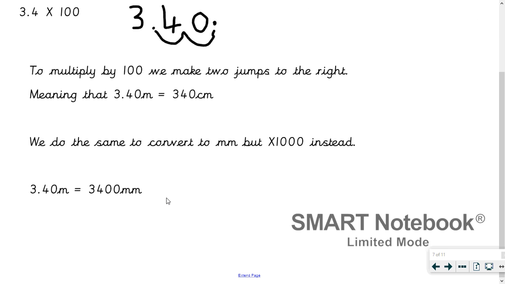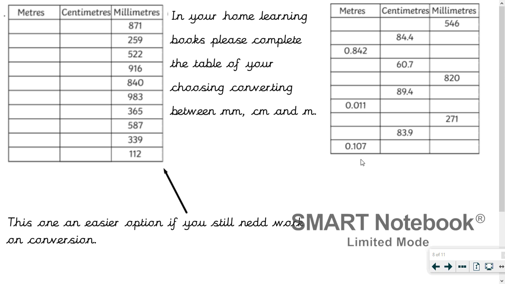We do the same to convert to millimetres, so 3.40 metres, but we times by 1,000 because millimetres are a smaller unit again, so we get 3,400 millimetres. So if you're going from metres to a smaller unit, we times, and if you're going from the smaller units to metres, we divide.